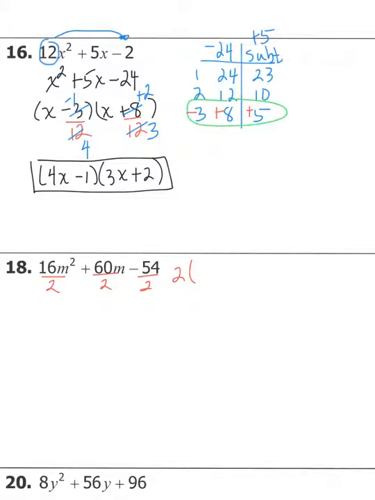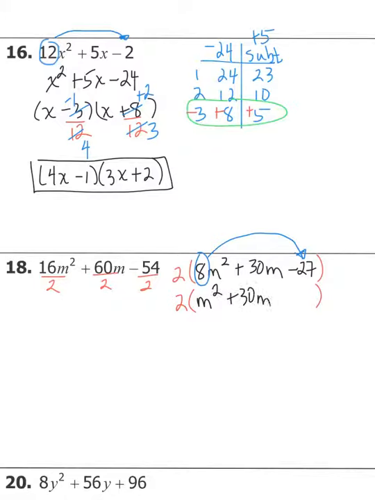So then 16 divided by 2 is 8m squared. 60 divided by 2 is 30m. 54 divided by 2 is minus 27. So then we are going to have to multiply 8 times 27. So 8 times 27 is 216. So we're going to take this and multiply it to this one. Now we still don't lose this GCF that's out in front. All we're doing is creating a new trinomial here. So we get m squared plus 30m. And then the 8 times the negative 27 is negative 216.